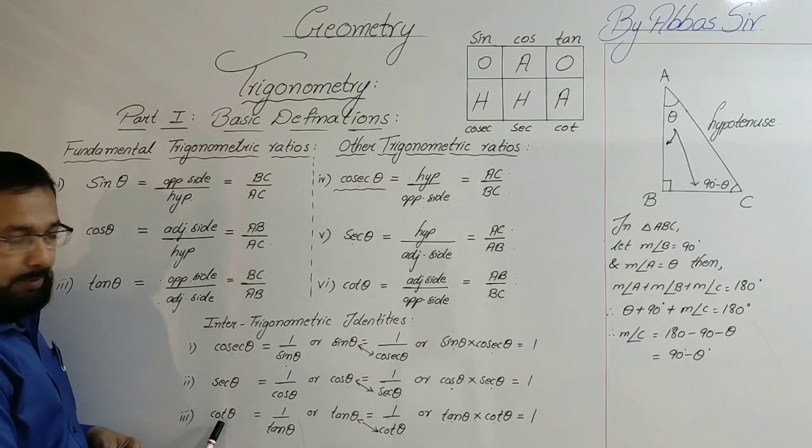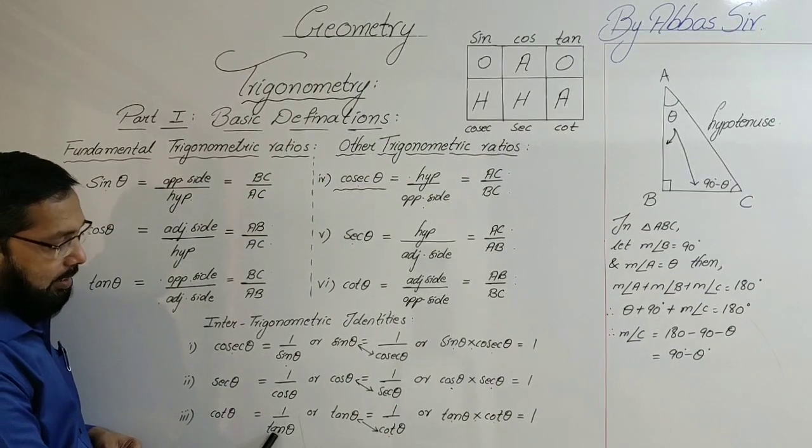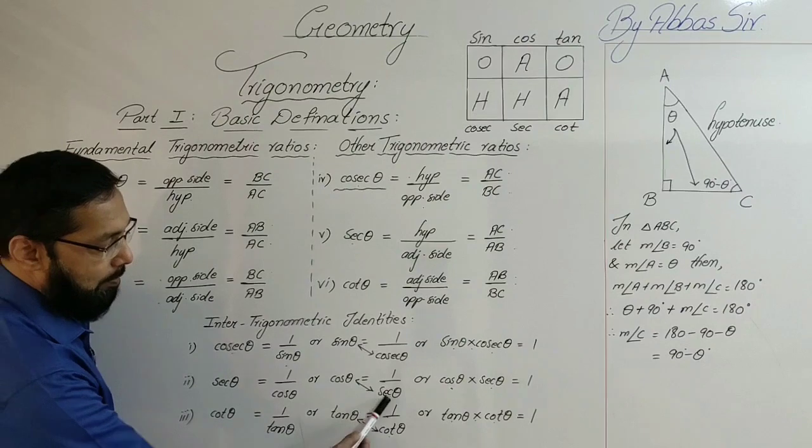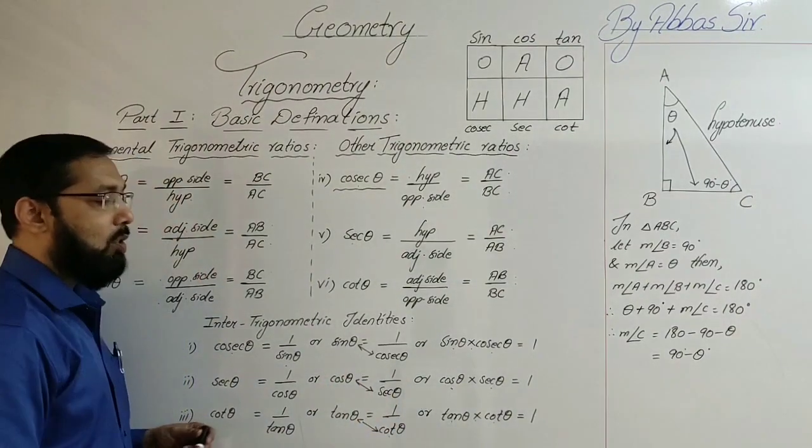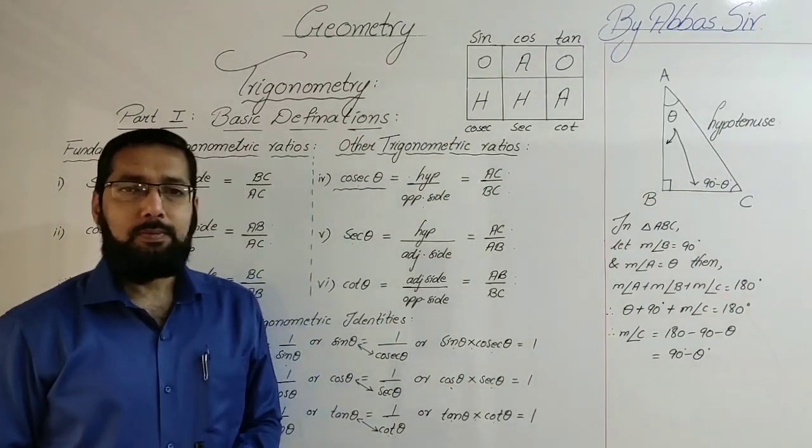Same way with cot theta. Cot theta is equal to 1 upon tan theta, or you can say tan theta is equal to 1 upon cot theta. When you again cross multiply them, we get tan theta into cot theta is equal to 1.